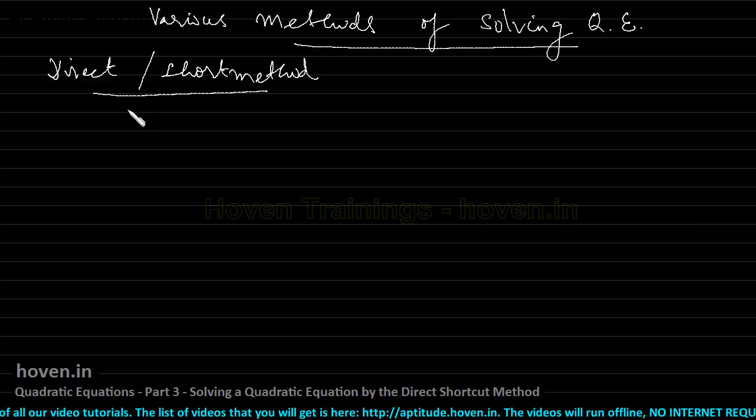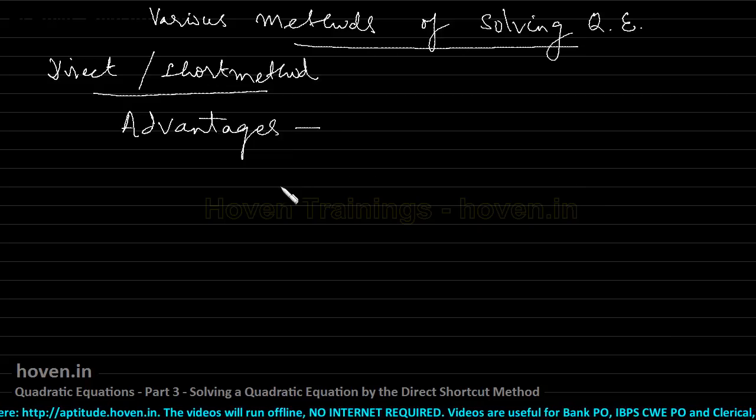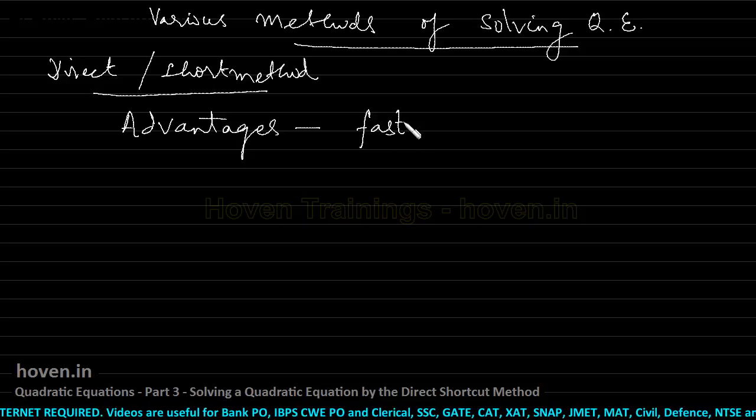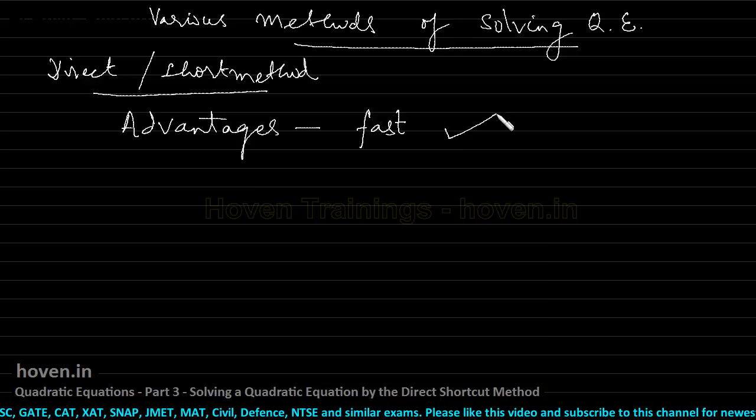Before I take up this direct and shortcut method, I want to tell you about the advantages and disadvantages of this method because you should be aware of them. The advantage is that if it is applicable to a particular case, to a particular situation, then it is very fast. The results are immediate. It is the fastest and best method if it is applicable to a particular quadratic equation. This is the only big advantage, which is very, very important.